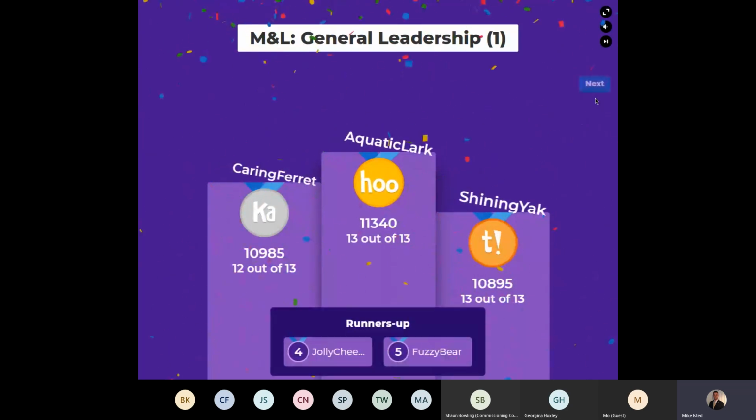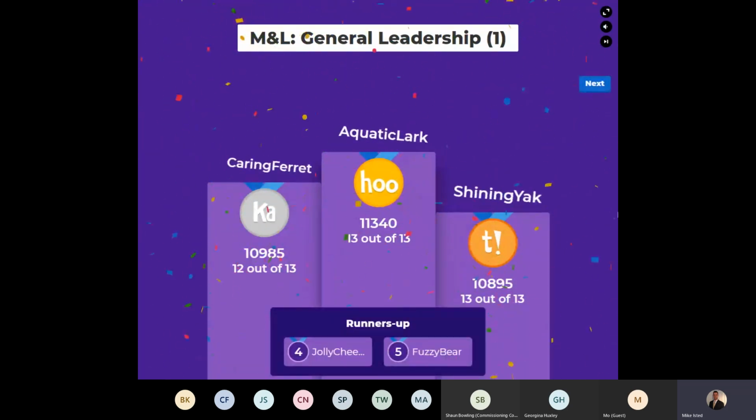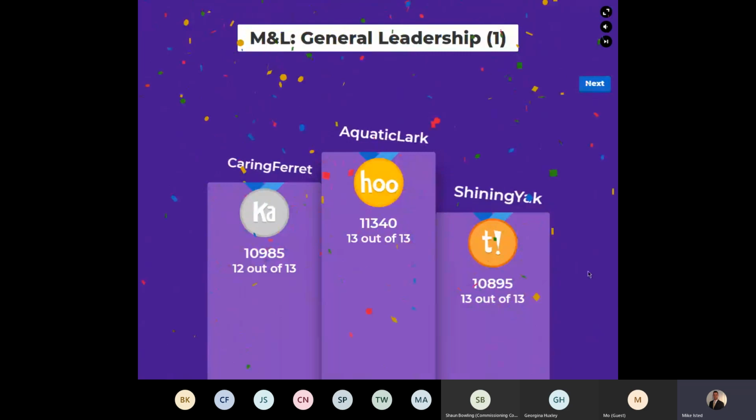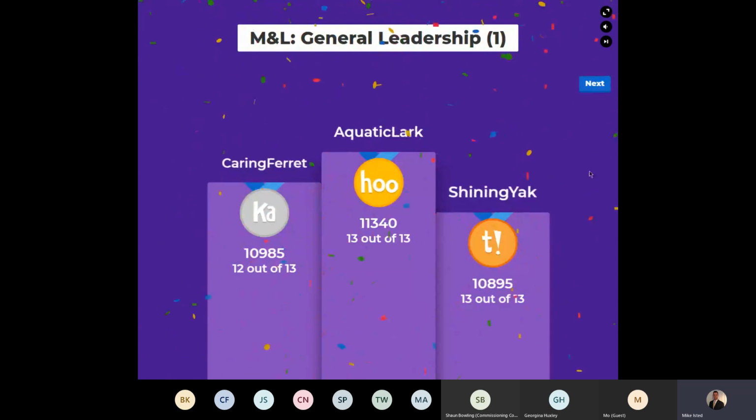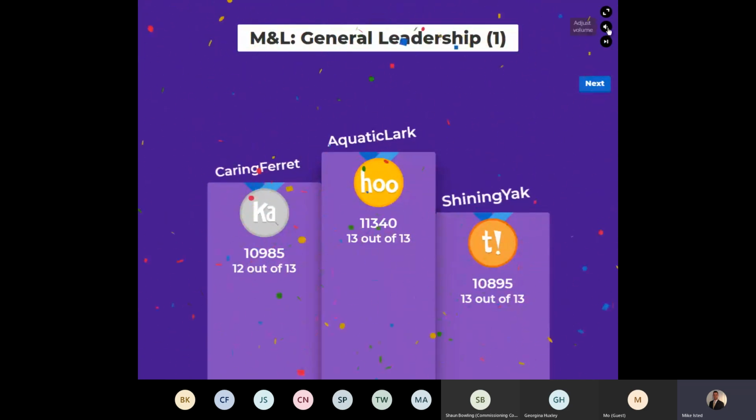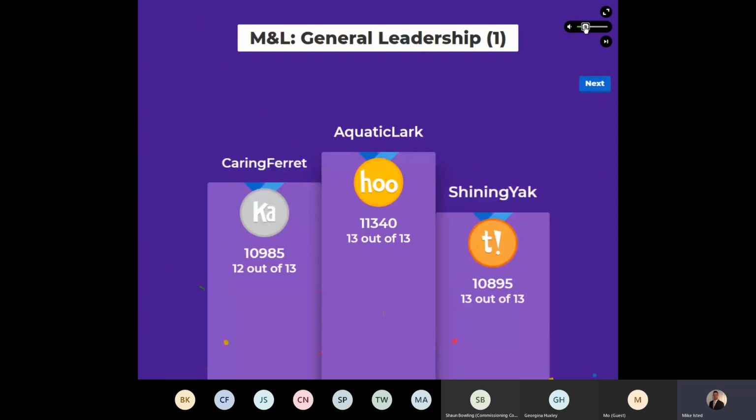Whoever Aquatic Laugh is, I want to know. Who's Aquatic Laugh? Aquatic Laugh comes forward. Someone has got their hands over their mouth. I know. Keep your mind on step forward. Who's Aquatic Laugh? That's me. Well done, Jonathan Swift. Well done, Jonathan. Aquatic Lark. I should know. Well done indeed. Right, okay.